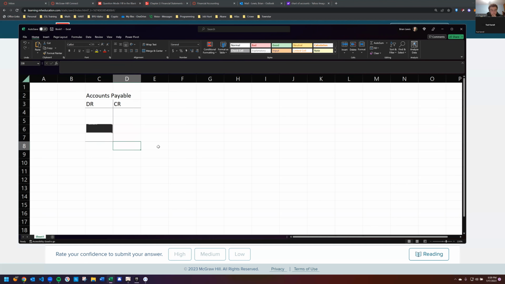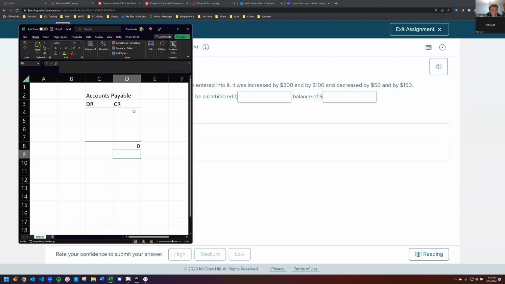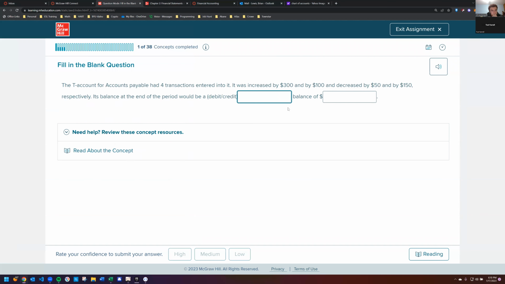So we'll start from here. We'll say equals sum of everything above here minus the sum of everything over here. That makes sense so far? That's what a liability account's going to look like. Okay, so now let's go back here. It said it was increased by 300 and 100 and decreased by 50 and 150. So our account should be a $200 credit balance. If this was negative, then that would mean it was a debit balance, but it's positive, so it's falling in the right category. That's 200.